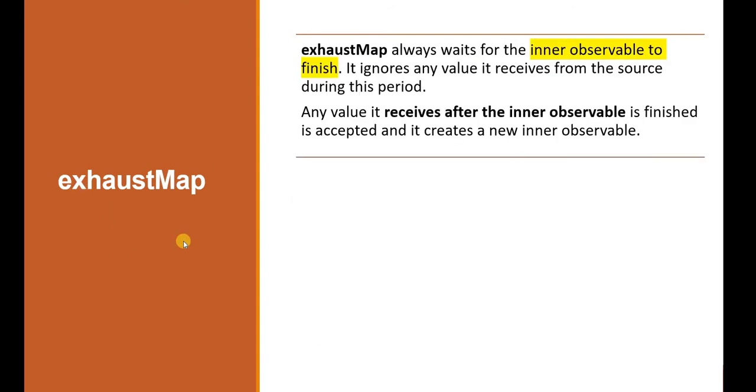So what is exhaust map? Exhaust map always waits for the inner observable to finish. It ignores any value it receives from the source during this period. Any value it receives after the inner observable is finished is accepted, and it creates a new inner observable. So it is totally the reverse of this.